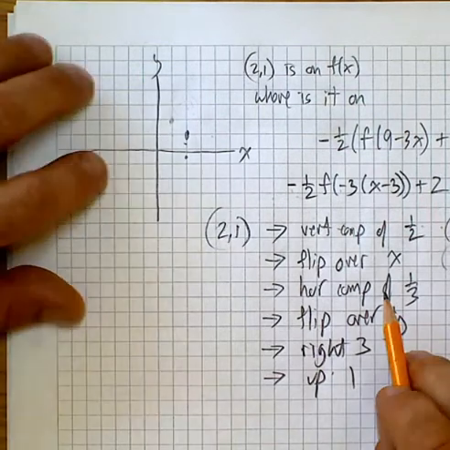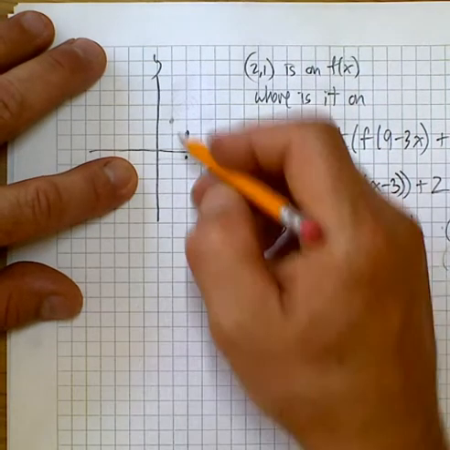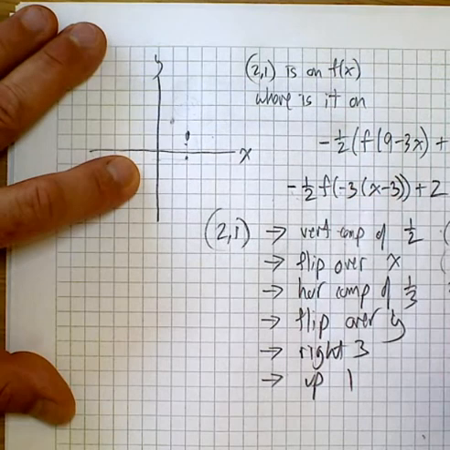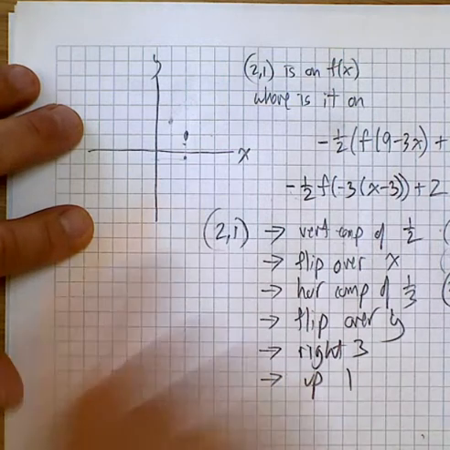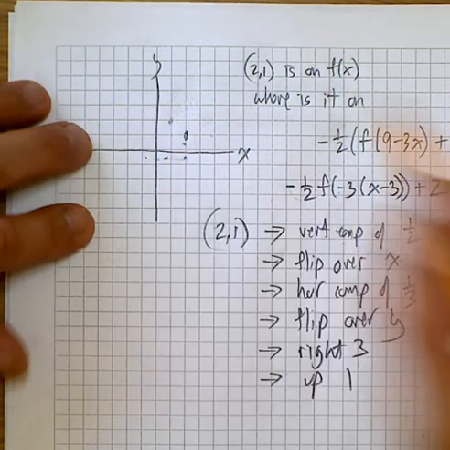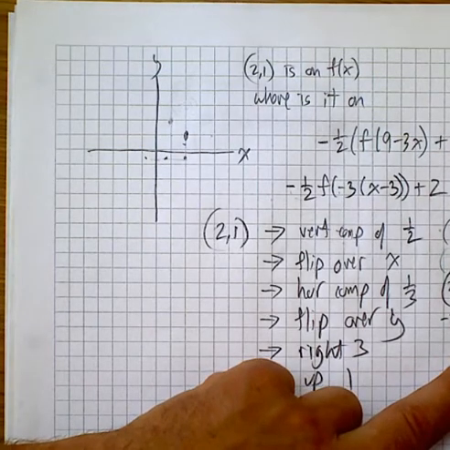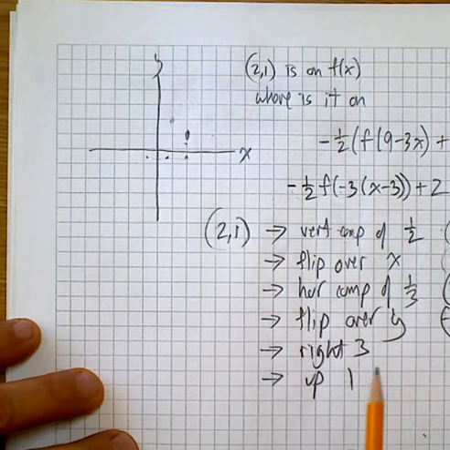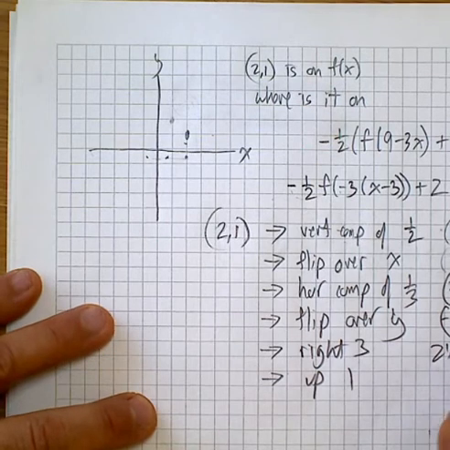Horizontal compression of 1/3. So this is my horizontal value. 1/3 of 2 is 2/3. So it's going to be 2/3 and negative 1/2. And then it says flip it over the y. So your 2/3 now, which is here, flips over to this side. So now it's negative 2/3 and negative 1/2. And then it says right 3 and up 1. So right 3 means that you're adding 3 to negative 2/3, which ends up being 2 and 1/3.